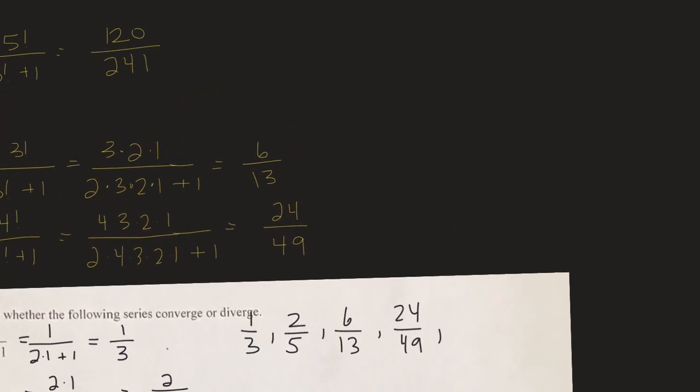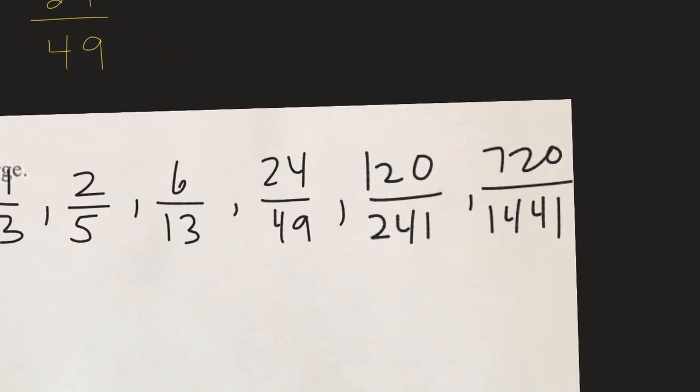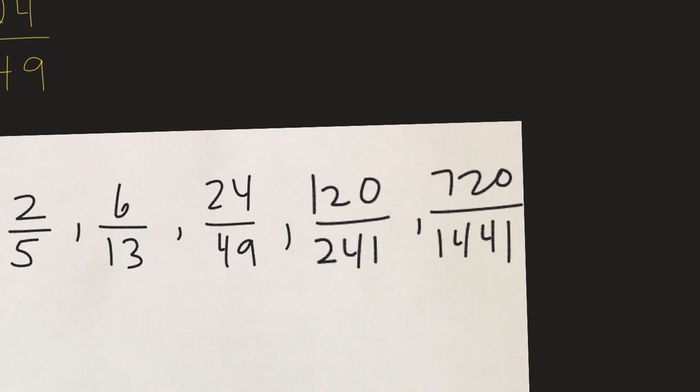Then we had 120/241, and then we had 720/1441. As we get bigger and bigger, we're noticing that the denominator is basically double the numerator. This is basically n factorial over 2 times n factorial, and your n factorials basically divide each other out.